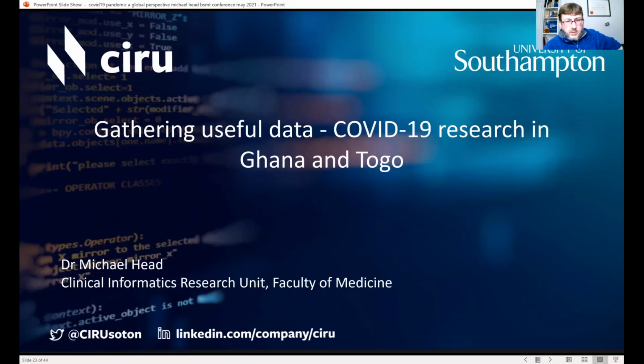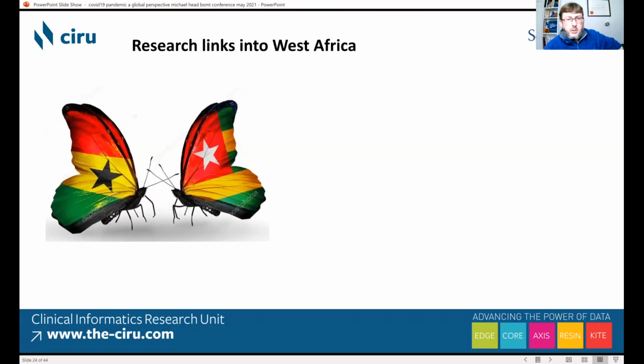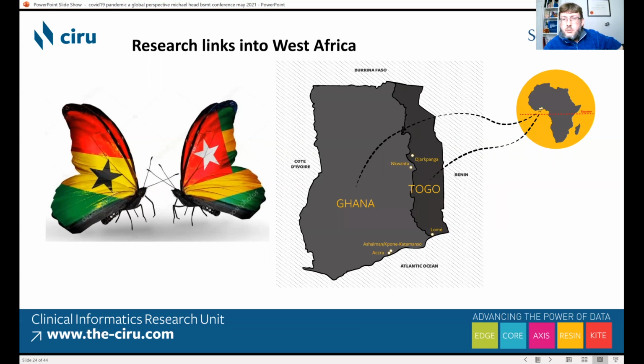Now, moving on to another bit of my research, which I hope is kind of useful in terms of reflecting some of the global problems, looking at Ghana and Togo, West Africa. These are the flags of those countries. And just to orientate ourselves, these are where the countries are, just north of the equator in West Africa.